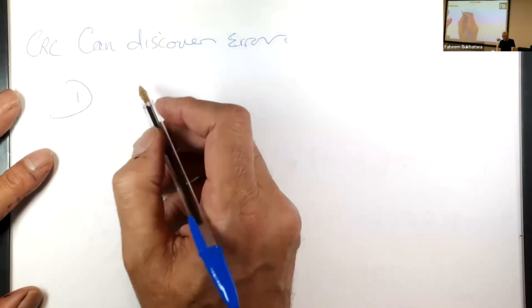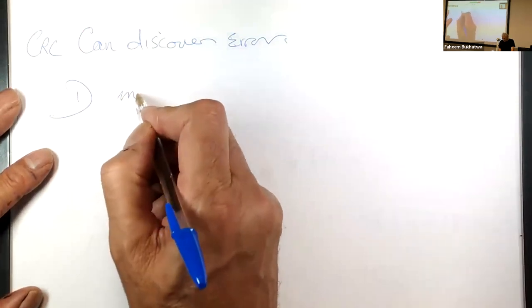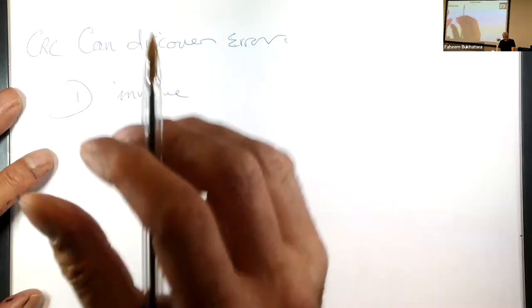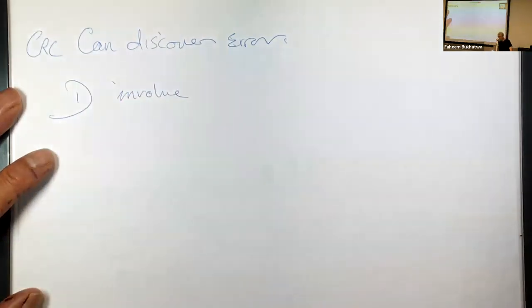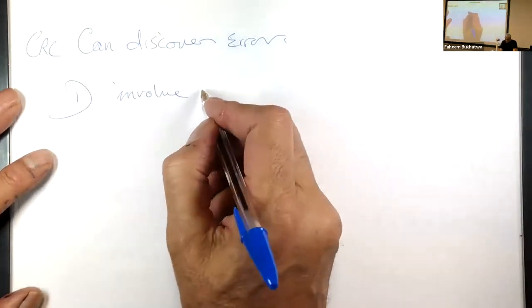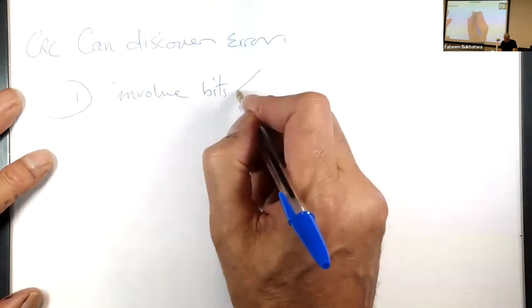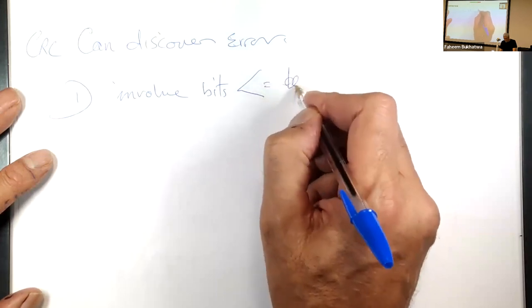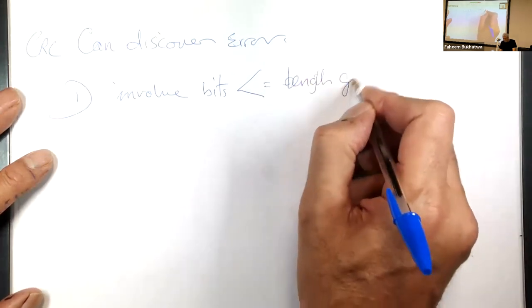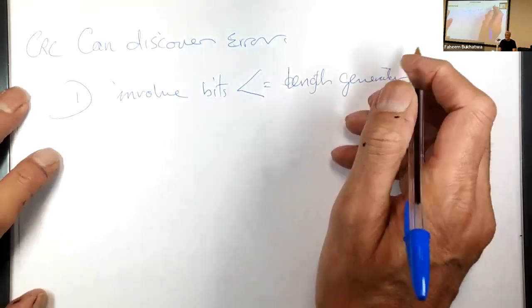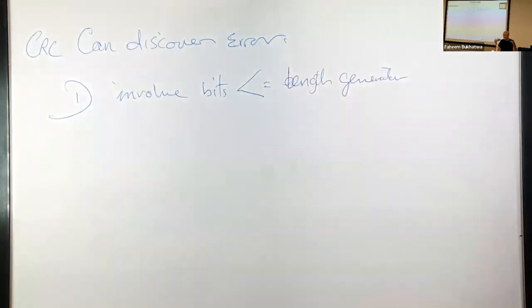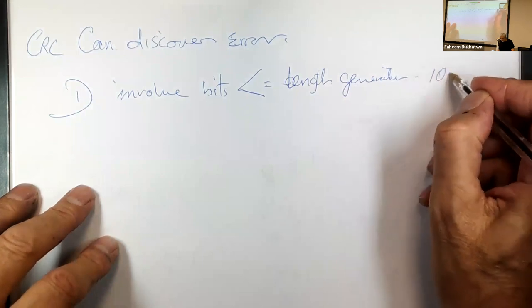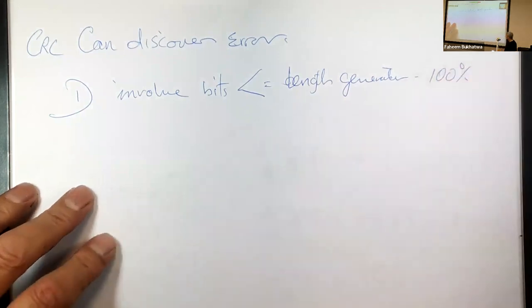First, if the error involves bits, that means the bits that flip, less than or equal to the length of the generator. So if the generator is 10 bits, then you get 5 bits of error, or 7, or 9, or 3, or 1. They'll be discovered at 100%. They'll all be discovered.